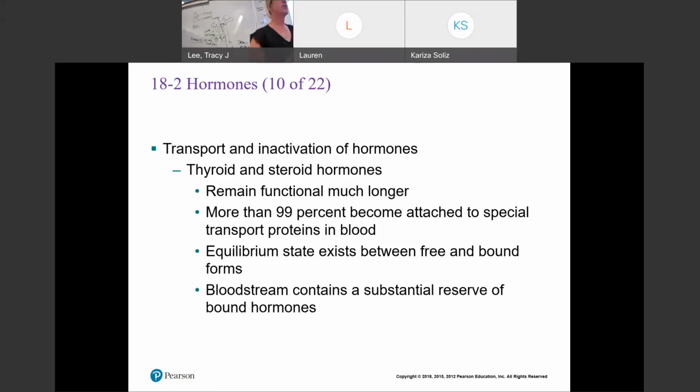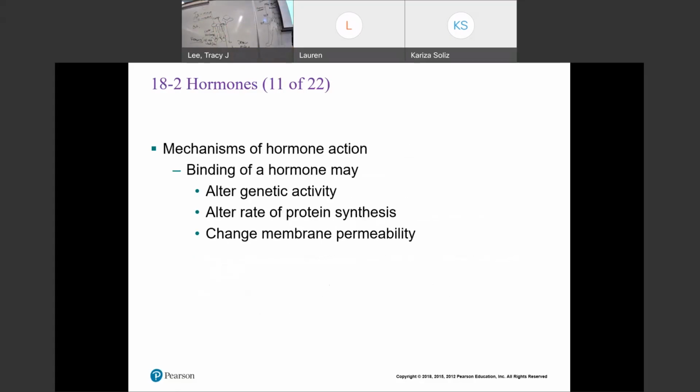So if you ever go to the doctor and they're testing your thyroid hormone, a lot of times doctors only test your T3 levels, but really they should test T3 and T4. It's a much more accurate way to determine if your thyroid is really functioning well.